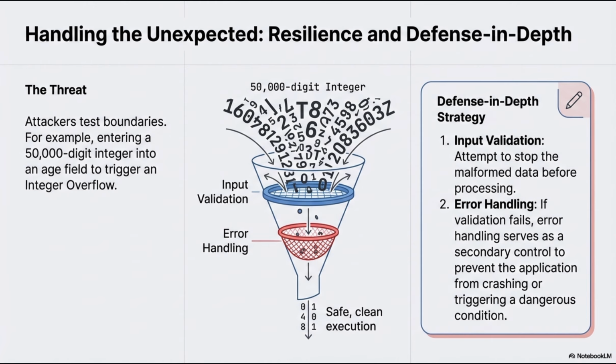Handling the unexpected: resilience and defense in depth. Attackers like to test boundaries. For example, entering a 50,000 digit integer into an age field to test an integer overflow. Now, the strategy in defense in depth is, first off, you're going to want to have input validation. You're going to want to attempt to stop the malformed data before it gets processed. But if validation fails, error handling serves as a second control to prevent the application from crashing or triggering a dangerous condition. You're going to want to fail gracefully. It's like two safety nets.